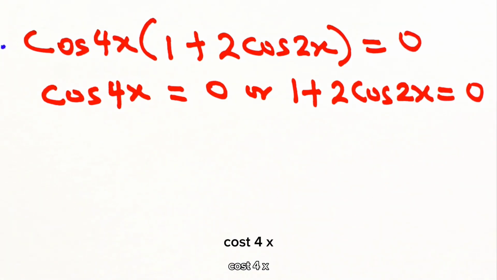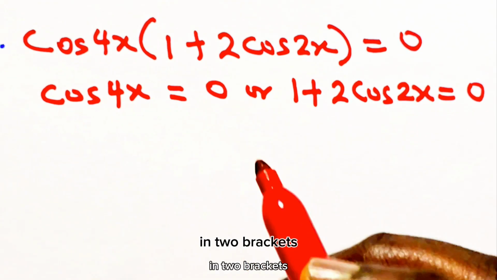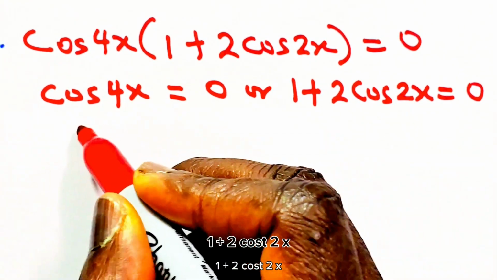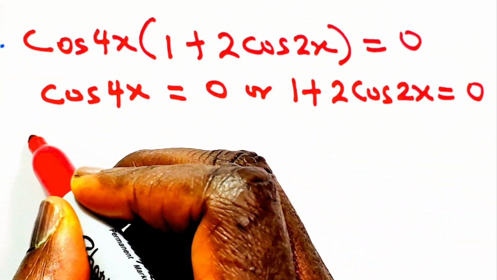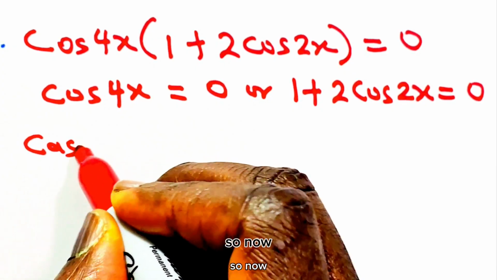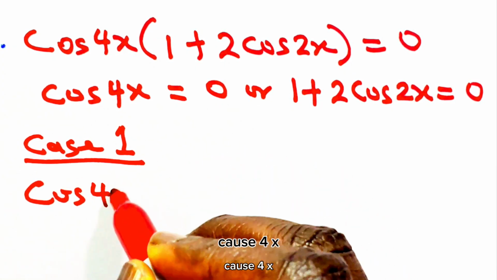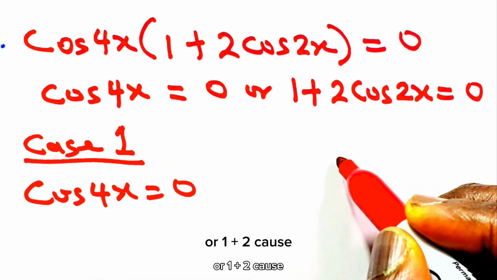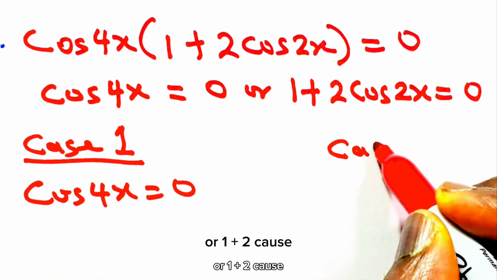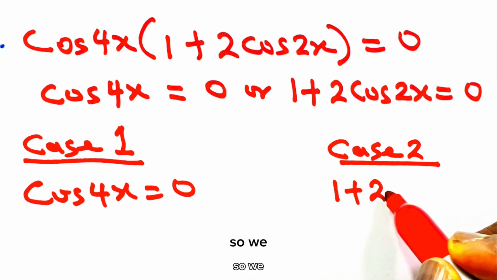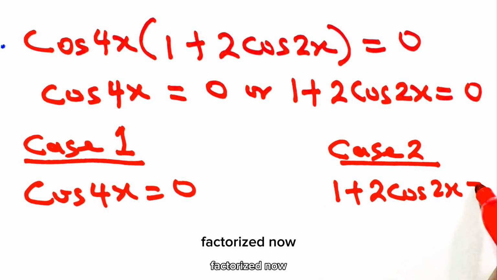So we're going to solve this. We have already factorized. Now we're going to solve this. How do we solve this? We're looking for the value of x, not for the value of 4x. So in that way, we can take the inverse. Let's say this is case 1. Case 1 says that cos 4x equals 0. And let's take this as case 2. Case 2 says that 1 plus 2 cos 2x equals 0.